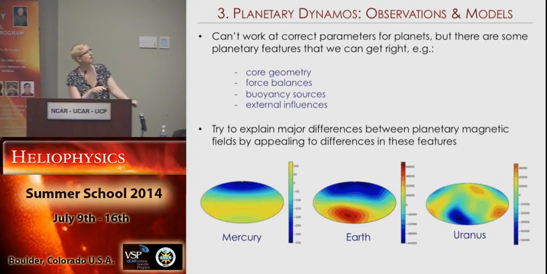And also external influences. Planetary cores don't live in a bubble. Well, I guess they are surrounded by things. So for example, in Earth, we've got the mantle surrounding the core, and it has some effect on what's going on inside the interior.